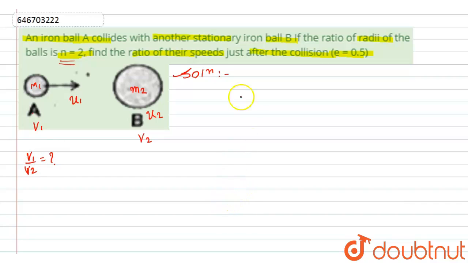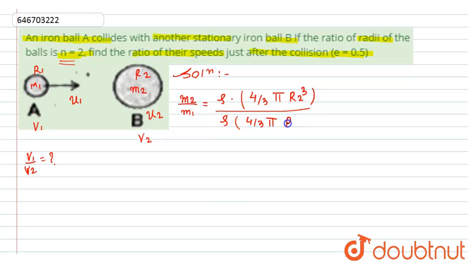First of all, let's find the ratio of their masses, m2 by m1. Mass is density times volume, so for ball B it is rho into 4 upon 3 pi r2 cube, where r2 is the radius of the second ball, divided by m1, which is rho into 4 upon 3 pi r1 cube, where r1 is the radius of the first. The 4 by 3 pi rho cancels out, so m2 by m1 equals r2 cube divided by r1 cube. As per the question, r2 by r1 is 2, so it becomes 2 cube, which equals 8. Remember this as equation number 1.